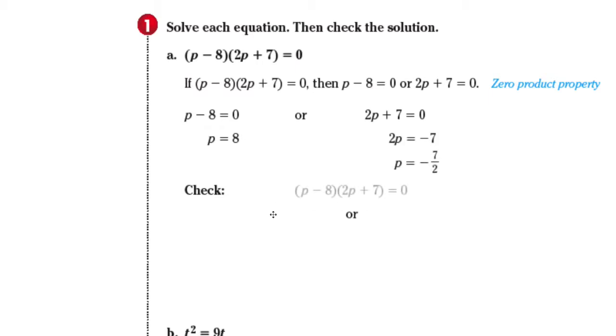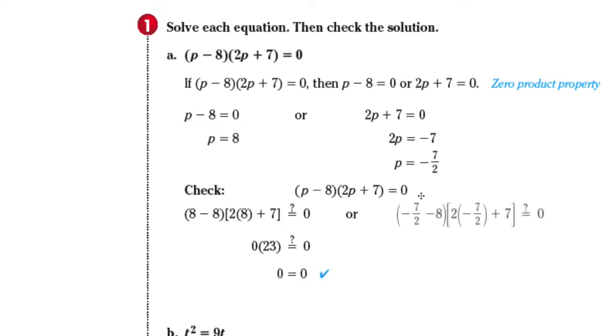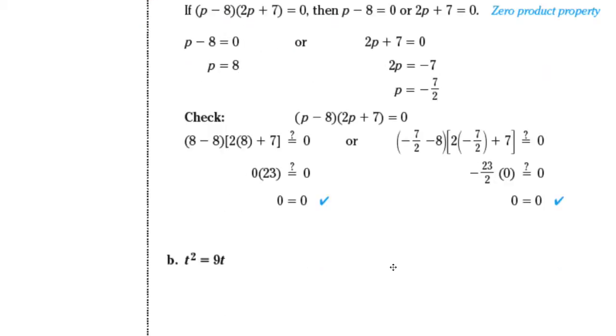If we want to check our answer, we use the value 8 and find that it's correct. We use the value negative 7/2, and we find that it is also correct. That's how you solve that using the zero product property. Let's take a look at example 1b, using what we know about factoring: 2t squared minus 9t.